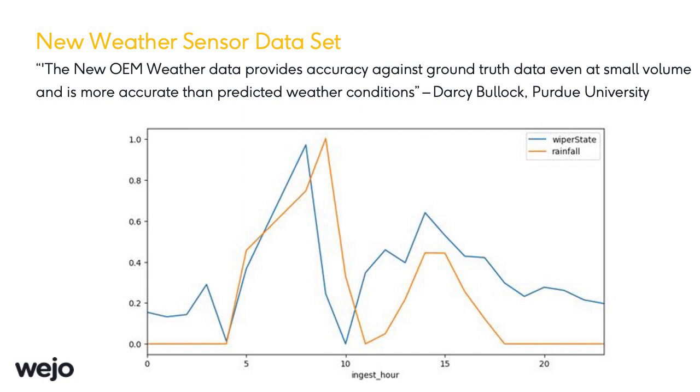And what we're able to see here is, our weather data might be able to tell us it's raining. We can tell you that the roads are wet, which is far more specific to a traffic use case, a road use case. And yeah, really fascinating. So, the guys at Purdue University have done a lot of investigation around this, and they're quite clear that our weather data provides accuracy against ground truth, even at small volume, and is more accurate than predicted weather conditions. So actually, we can tell you what's happening with the weather better than the weatherman.